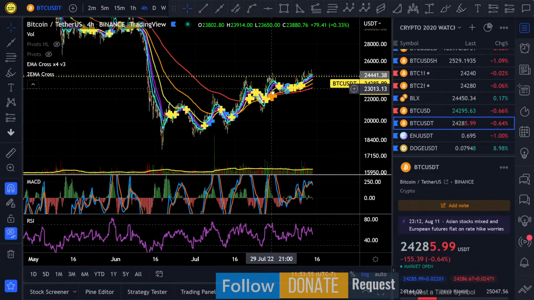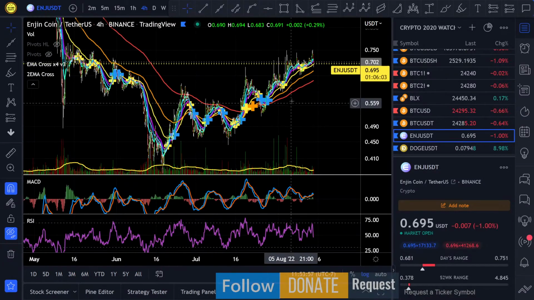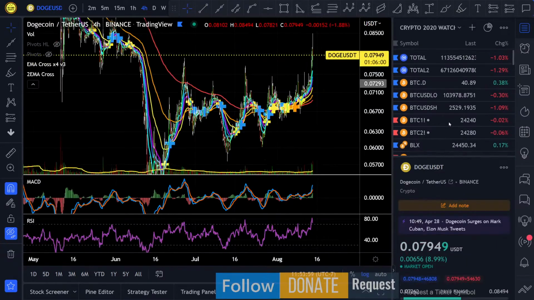All right, so here we go. Bitcoin 4 hour up cross. Very nice. Holding that 50 EMA. Oops, what's going on?